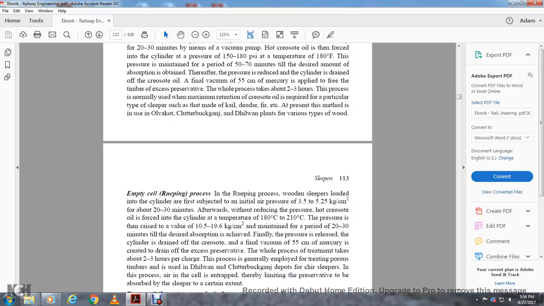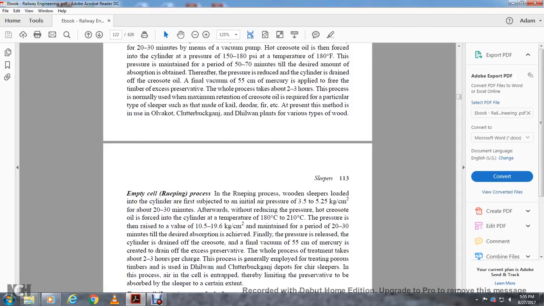In the Rueping process, the wooden sleepers loaded into the cylinder are first subjected to an initial air pressure of 3.5 to 5.25 kilograms per centimeter squared for about 20 to 30 minutes. Then, without reducing the pressure, hot creosote oil is forced into the cylinder at a temperature of 180 degrees Celsius or 210 degrees Celsius. The pressure is then raised to a value of 10.5 to 19.6 kilograms per centimeter squared, and maintained for a period of 20 to 30 minutes until the desired absorption is achieved. Finally, the pressure is released.